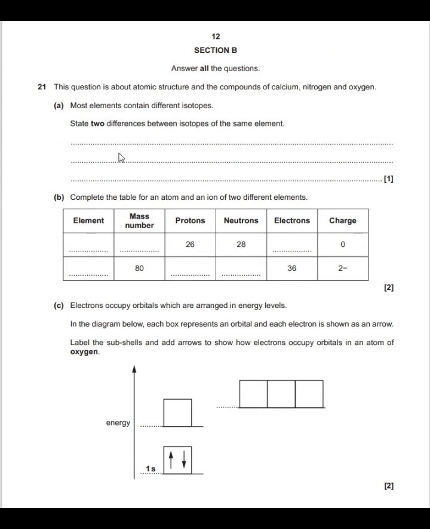Right, on to the longer questions. There's many different parts to each of the questions. So question 21 is about atomic structure and compounds of calcium, nitrogen and oxygen. Most elements contain different isotopes, and state two differences between isotopes of the same element. Well, by definition, isotopes have different numbers of neutrons. So the number of neutrons is going to be different. Another difference, if we've got different numbers of neutrons, then the mass number is going to be different.